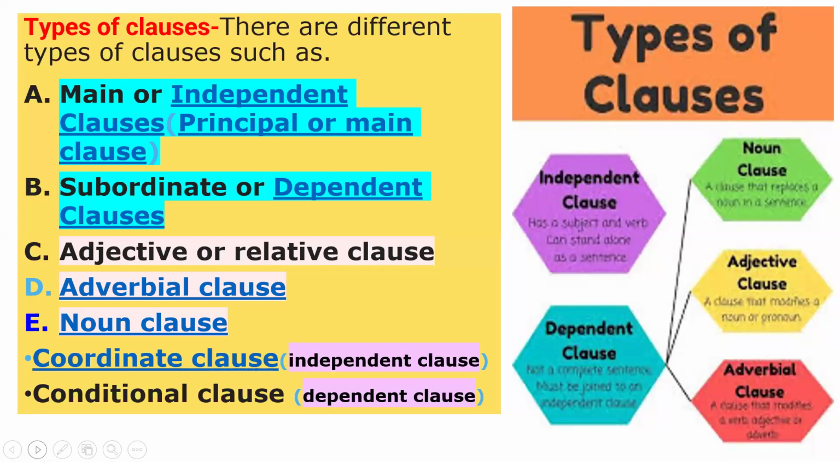So these are the types of clauses: main clause, independent clause, principal clause, and subordinate clause, which is also called dependent clause. Then the divisions of dependent clauses are adjective clause, noun clause, and adverbial clause. Adjective clause is also known as relative clause. Other types are coordinate clause and conditional clause. Conditional is always a dependent clause and coordinate clause is an independent clause, because in this we are using a coordinate conjunction. This video is already on my channel, kindly watch that coordinate conjunction video. So the coordinate clause is an independent clause and the conditional clause is a dependent clause.